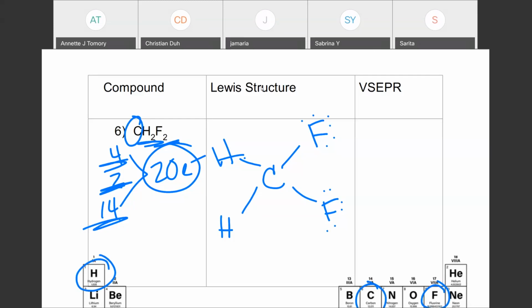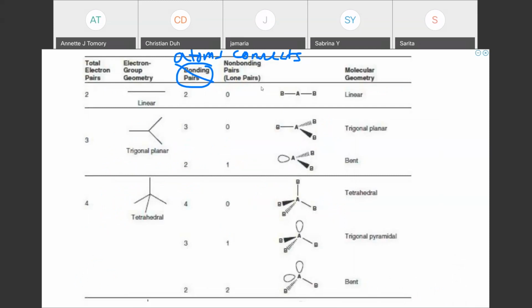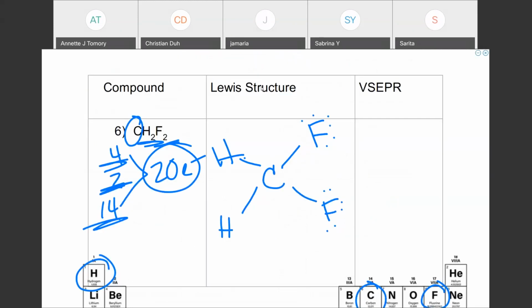Okay, so let's look at our chart. Where does this fit on our chart? We have 4 things coming off of it and no lone pairs. What do y'all think? Tetrahedral is correct. So for the VSEPR, we're going to say tetrahedral. So I'm going to stop it from here.